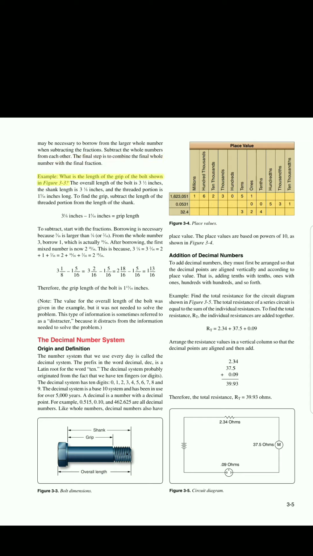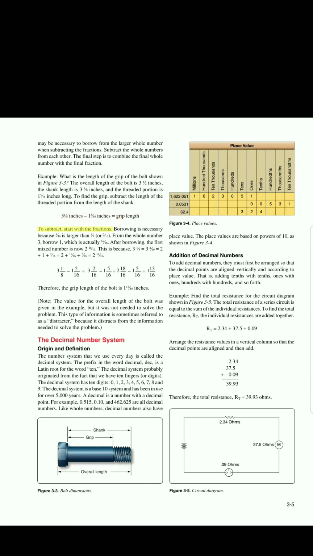Example. What is the length of the grip of the bolt shown in figure 3-3? The overall length of the bolt is 3 1/2 inches, the shank length is 3 1/8 inches, and the threaded portion is 1 5/16 inches long. To find the grip, subtract the length of the threaded portion from the length of the shank. 3 1/8 inches minus 1 5/16 inches equals grip length.